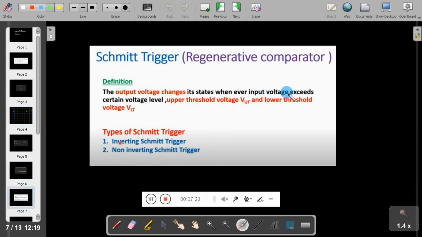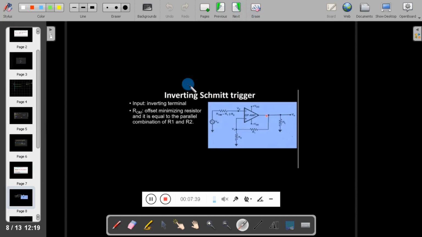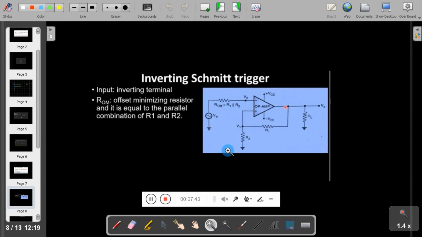Definition of the Schmitt trigger once again: it is called a regenerative comparator. Regenerative means positive feedback, a comparator of positive feedback type. The output voltage changes its state whenever the input voltage exceeds a certain voltage level, that is, the upper threshold voltage or the lower threshold voltage. There are two types of Schmitt triggers. The first one we will see is the inverting Schmitt trigger, and the other one is the non-inverting Schmitt trigger.